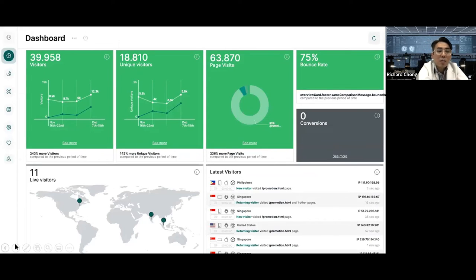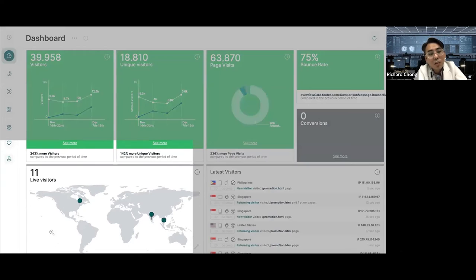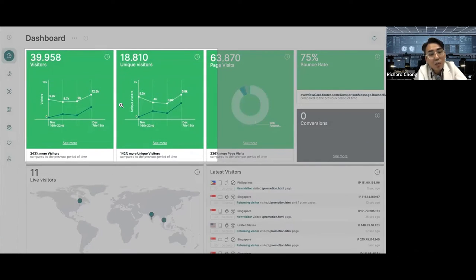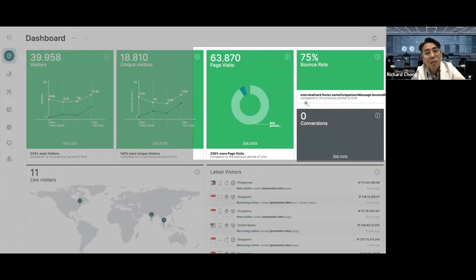Okay, so we can see it improved our website, with 243 more visitors compared to the same period of time, and 142 more unique visitors. Unique visitor means that they are totally new. The IP address or whatever is totally new. You can see the trend is going up very steadily. Of course, the next one is 236 more pages visited. Of course, we don't make a lot of pages for people to visit. We just do one page. This is just for our testing sake. Okay, just next slide.